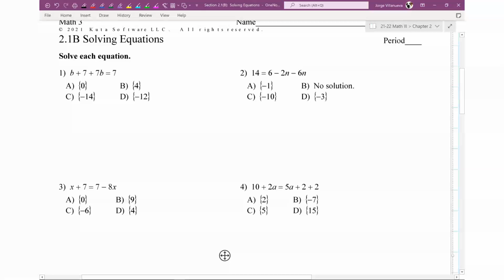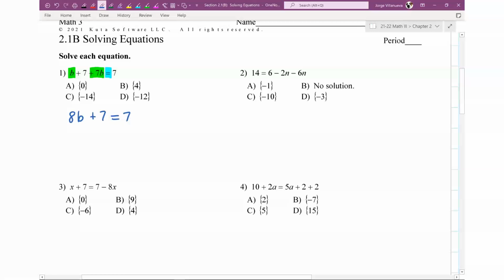Looking at question number 1, it says solve each equation. Notice our equal sign right here, there's a left side and a right side, but the variables are both on the left side. So you want to combine your like terms on the left side. You're going to get this b and this positive 7b and put them together. So b plus 7b, remember b is a 1b, so b plus 7b is 8b plus 7 equals 7.